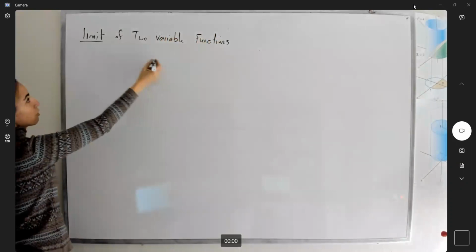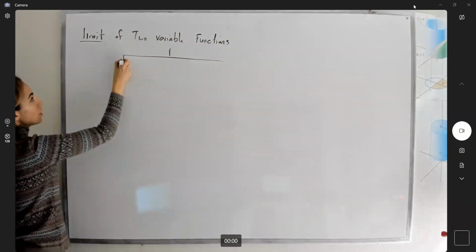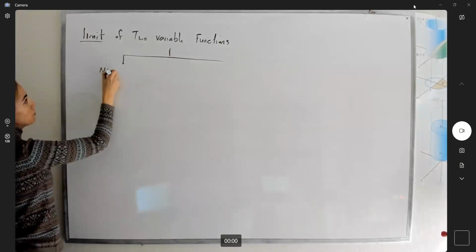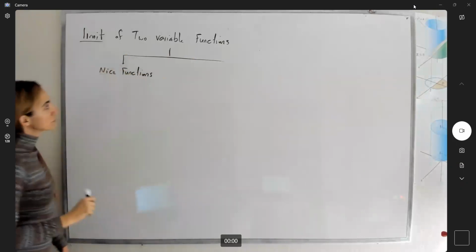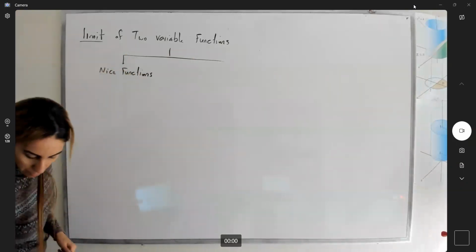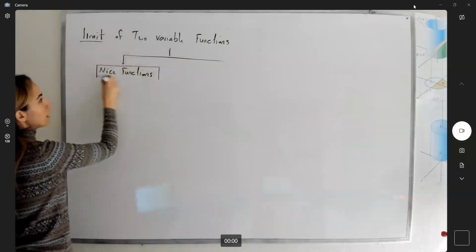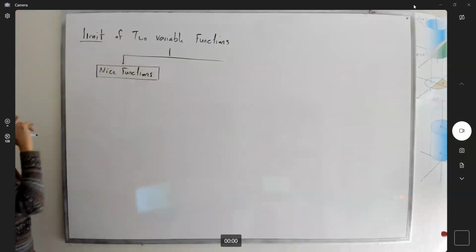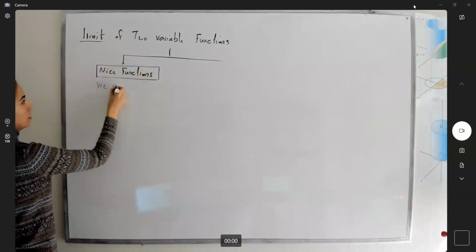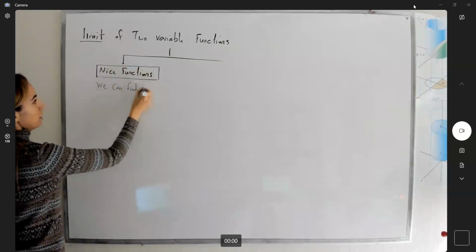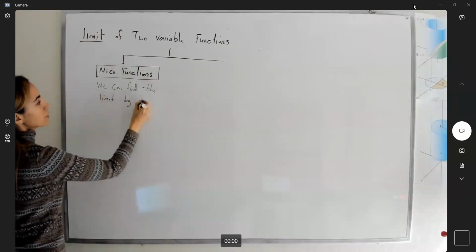So we can categorize this, classify this into scenarios, nice functions. So let's see. If you have nice functions, you can easily find the limit by substitution. You can find the limit by simple substitution.